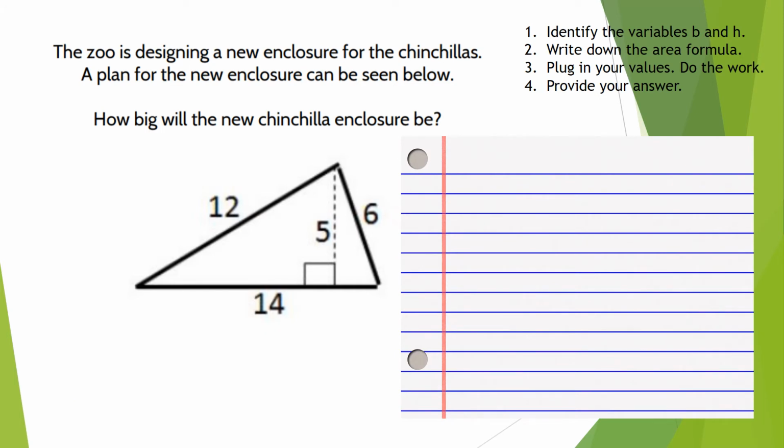So the zoo is designing a new enclosure for the chinchillas. A plan for the new enclosure can be seen below. How big would the new chinchilla enclosure be? So we're dealing with a triangle. Remember, the base of the triangle is 14 and the height of the triangle is 5. Remember, 12 and 6 are slants. Remember, we're not dealing with those numbers.